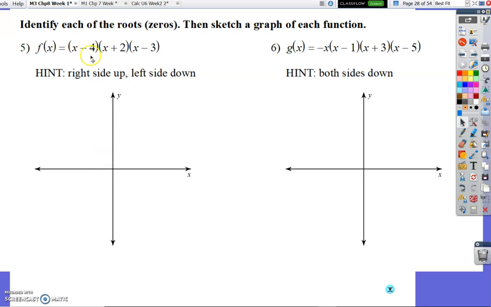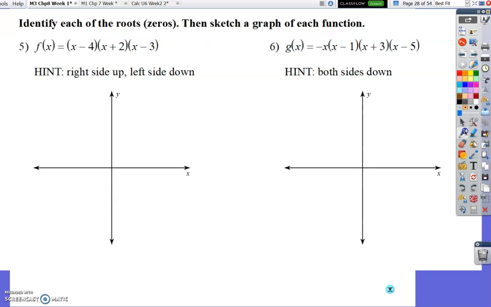And putting it all together, we have identify the roots of each, then sketch or graph the function. This is degree 3. It doesn't ask for that, but I'm going to write that down anyway.